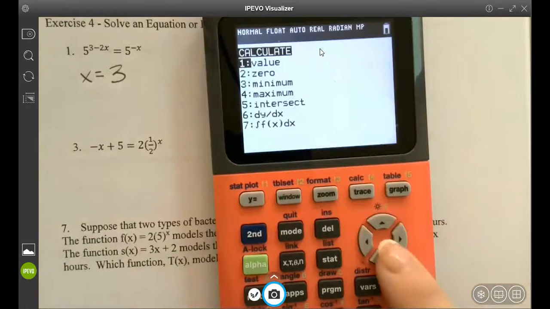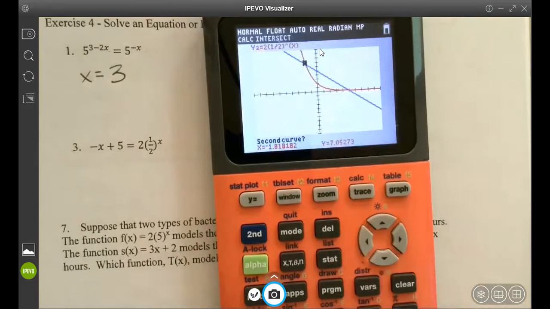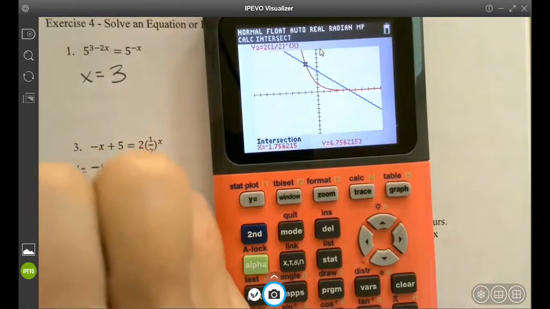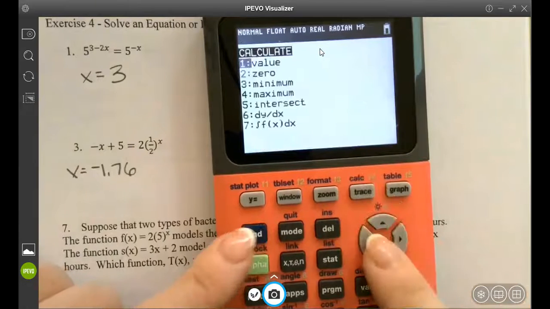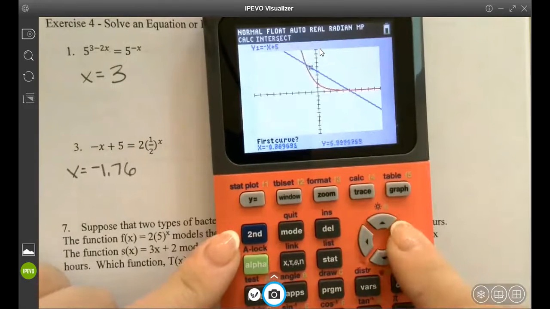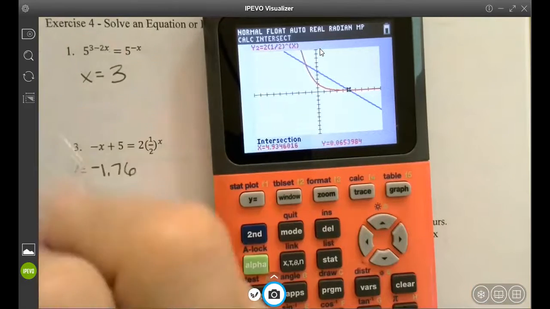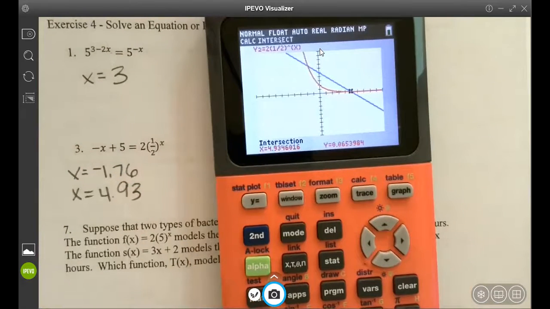So here's what I do. Second trace intersect, and I go to one of the crosses and enter 3 times. So your first one, just your x, is negative 1.76. And then you have to do it again. Second trace intersect, but I move it over to the other intersection like that. Enter, enter, enter, and I get 4.93. That's it. So if it has 2, you just have to do it twice. Not a big deal.